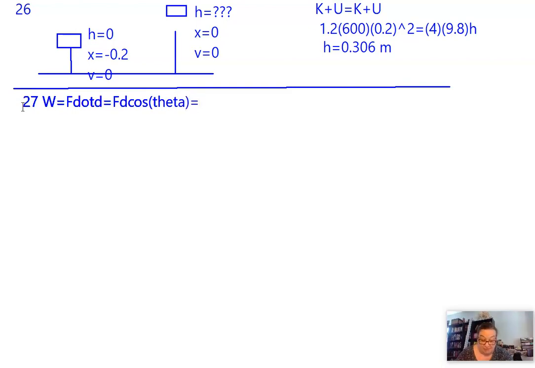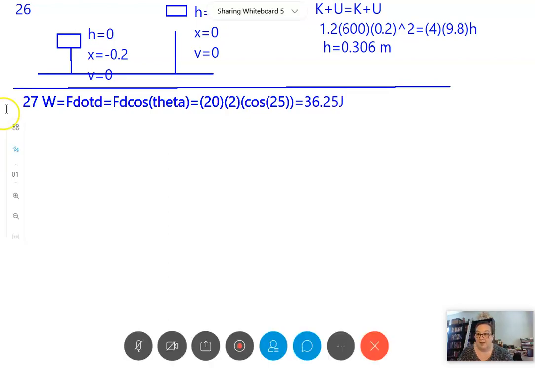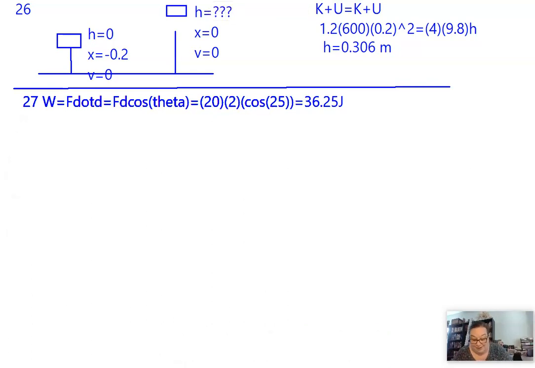All right, so in this case, the force is given as 20. The distance of travel is 2 meters, but the angle between the force and the displacement is 25 degrees. So if I plug that into my calculator, I got 36.25 joules, and that, oh, wrong problem, is answer C.